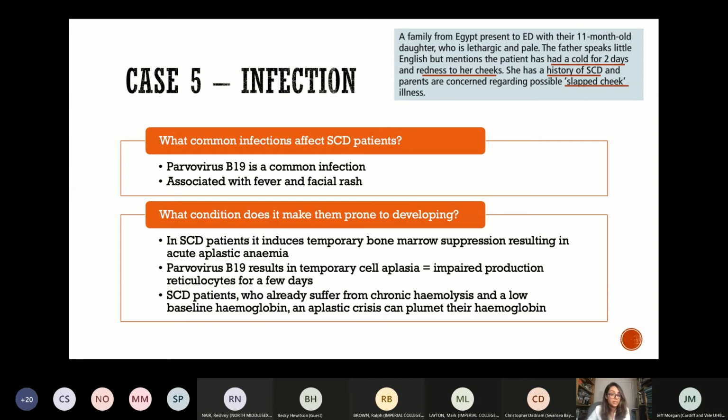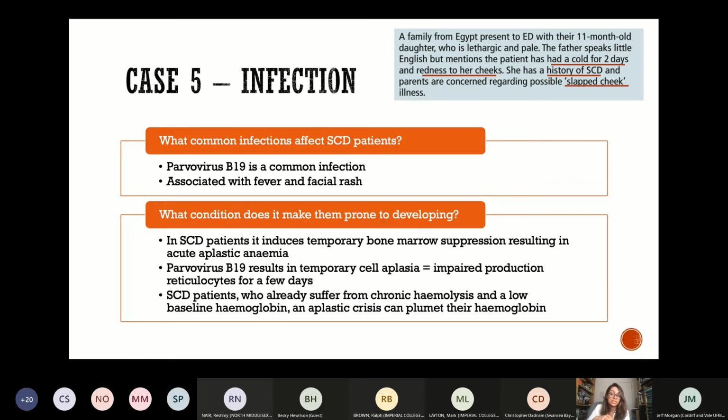So parvovirus B19 is a common infection that they suffer from. You get a fever and a facial rash with it. In sickle cell patients, parvovirus induces temporary bone marrow suppression, causing an acute aplastic crisis.